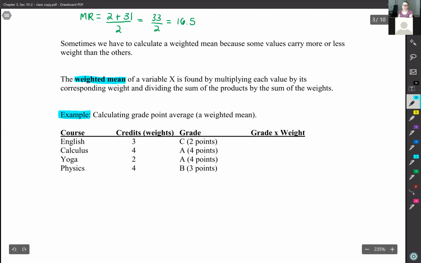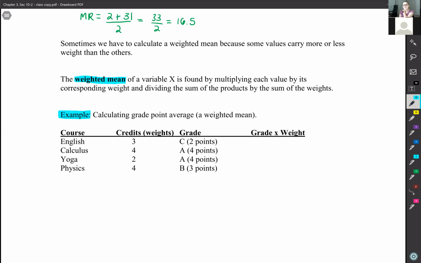So the reason why a weighted mean is a good option for this example, where we're given 4 courses and the amount of credits that they're worth. So the English course is worth 3 credits, the calculus class is worth 4, and so on. And then we have the grades for each of those classes.